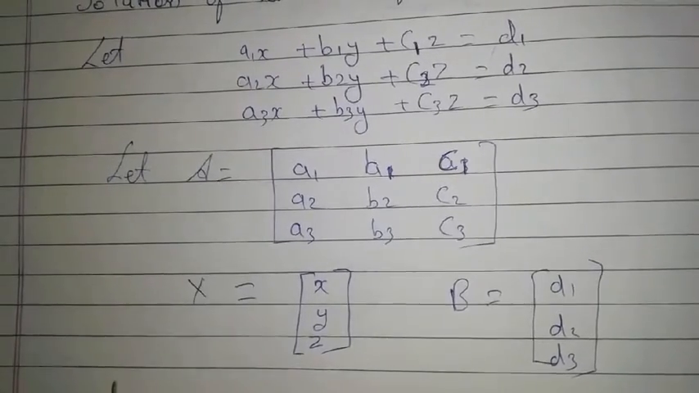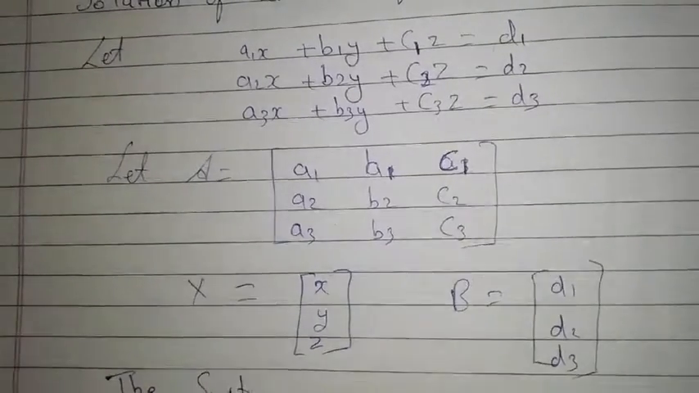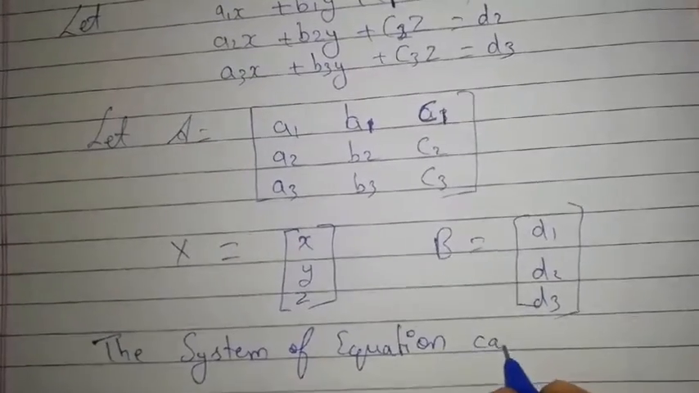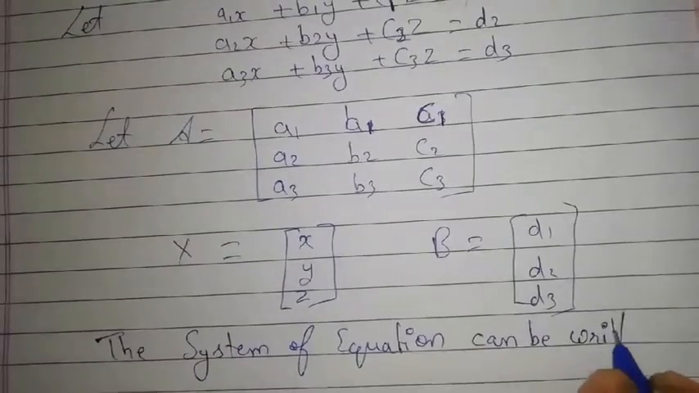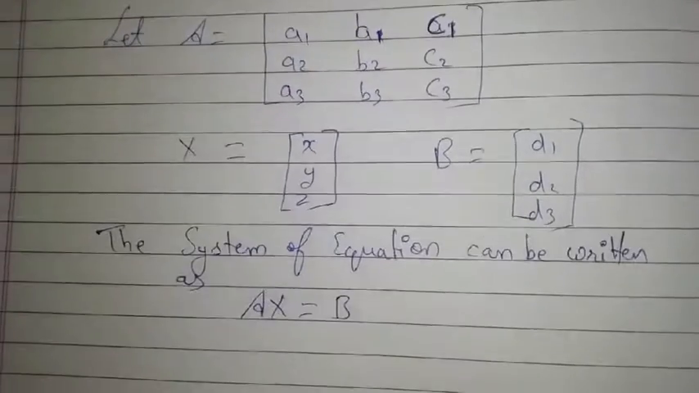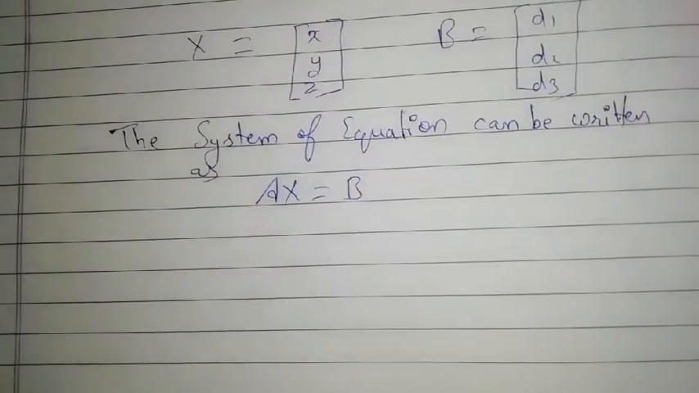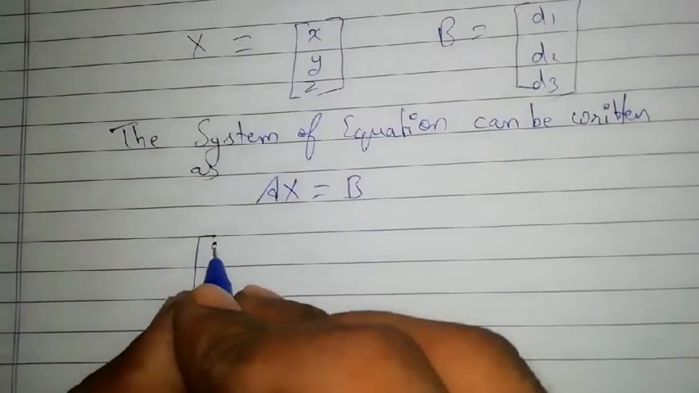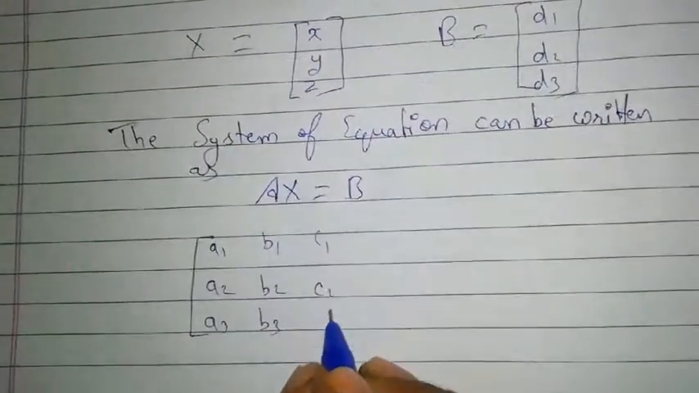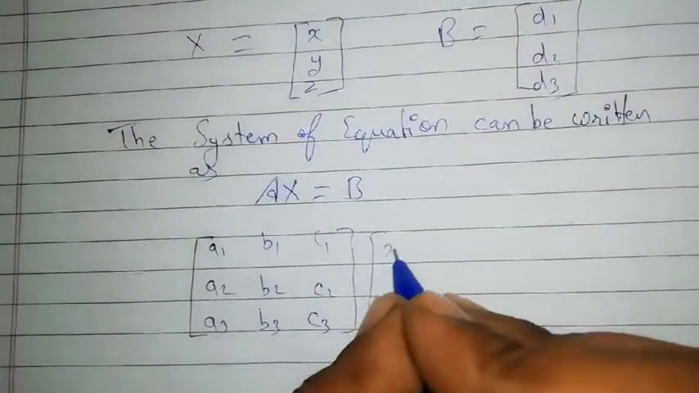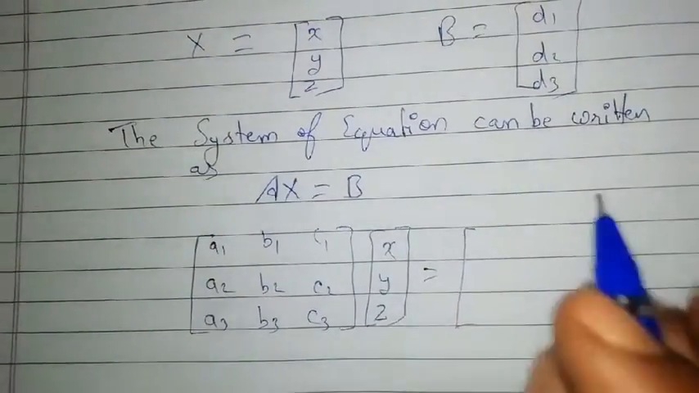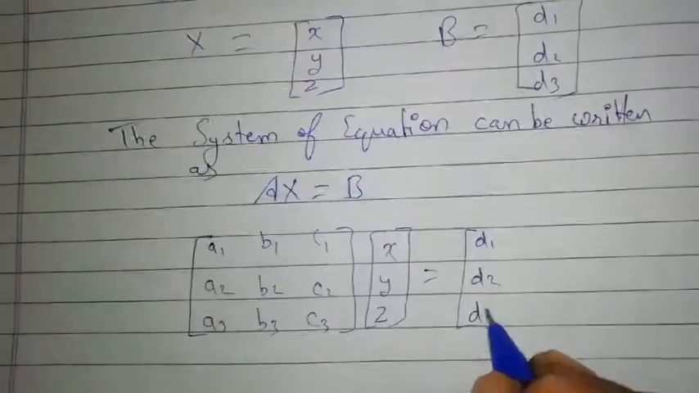So we can write that the system of equations can be written as AX is equal to B. Here A is nothing but a1 a2 a3, b1 b2 b3 and c1 c2 and c3 arranged as rows of coefficients, X has 3 elements, that is x, y and z, and this gives us B, that is d1, d2 and d3.